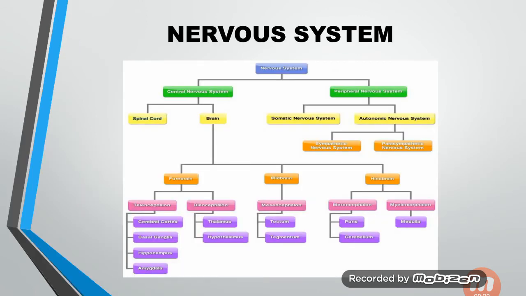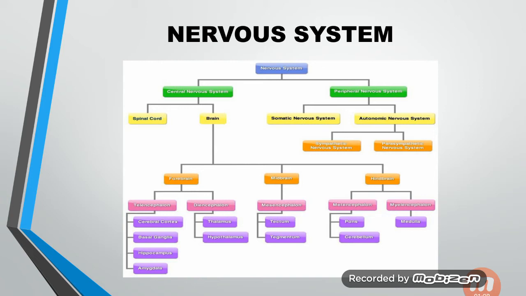So here is the nervous system, which consists of central nervous system and the peripheral nervous system. Central nervous system contains spinal cord and the brain, whereas the peripheral nervous system contains the somatic nervous system and autonomic nervous system, which further has different branches.